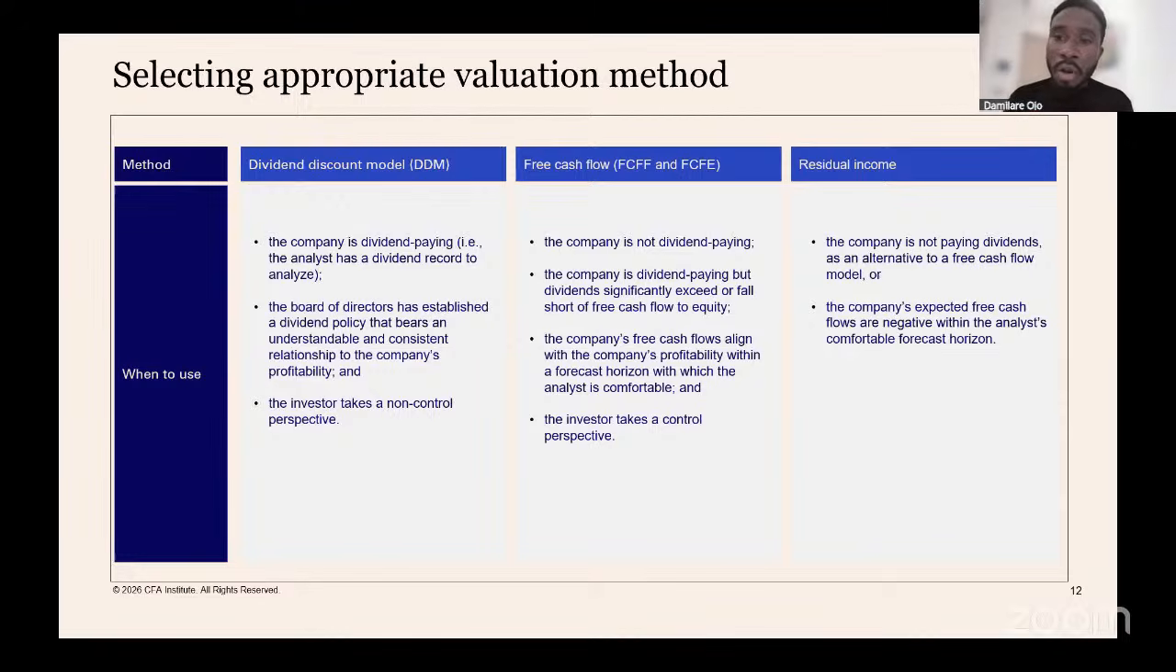The residual income method, you use this when the company doesn't pay dividends, and as an alternative to free cash flow model. So when the company doesn't pay dividend, you can use residual income. When the company's expected free cash flows are negative within the analyst's comfortable forecast horizon, then you should use residual income.